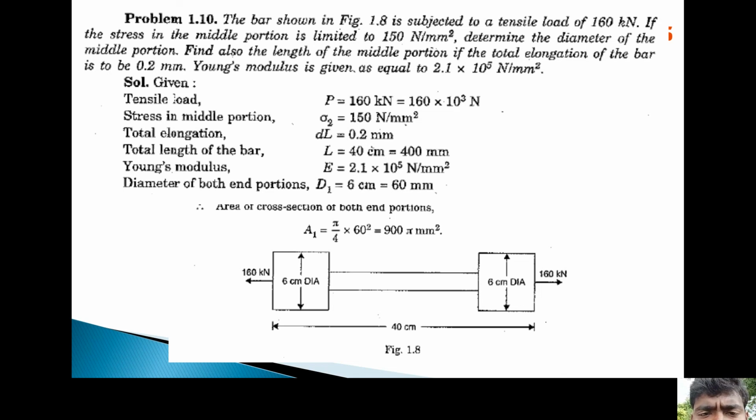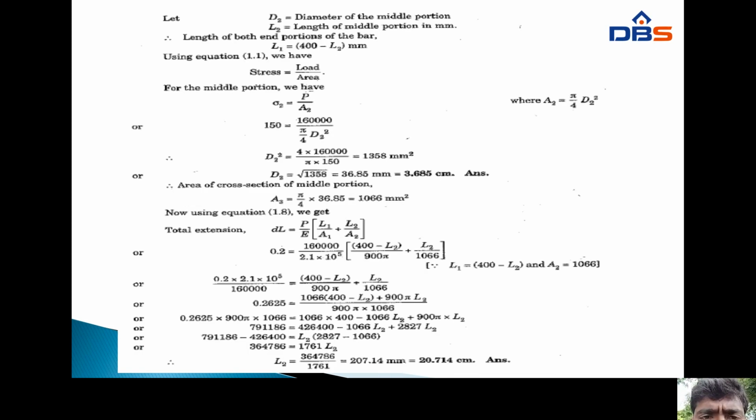Area of cross section of both end portions A1 equal to pi by 4 into D square, that equal to 900 pi mm square. As shown in the figure, the tensile load of 160 kilonewtons is applied. So the first part is 6 centimeters diameter and the last portion is 6 centimeters diameter. D2 is the diameter of the middle portion, L2 is the middle portion length, and the length of both end portions of the bar L1 equal to 400 minus L2.